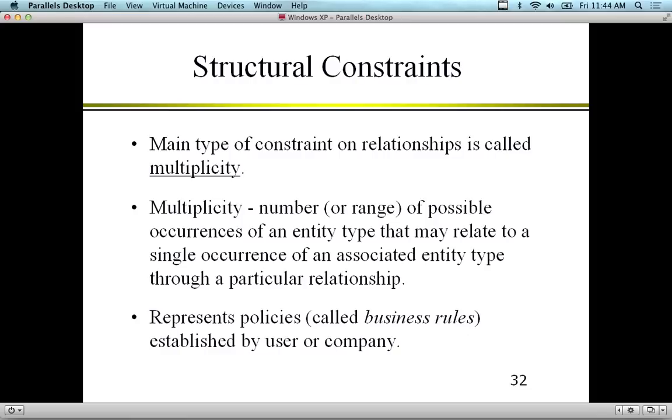Structural constraints. So now we're looking at multiplicity. The main type of constraint on the relationship is called the multiplicity. So think of the number of, in terms of multiples. The number or range of possible occurrences of an entity type that might have a relationship with a single occurrence of an associated entity type and that participates in the relationship. They don't have to be the same. We can have many different students, many different classes, but only one teacher who's teaching all those classes or something. So it's not dependent on the degrees of the relationship, of the participation.